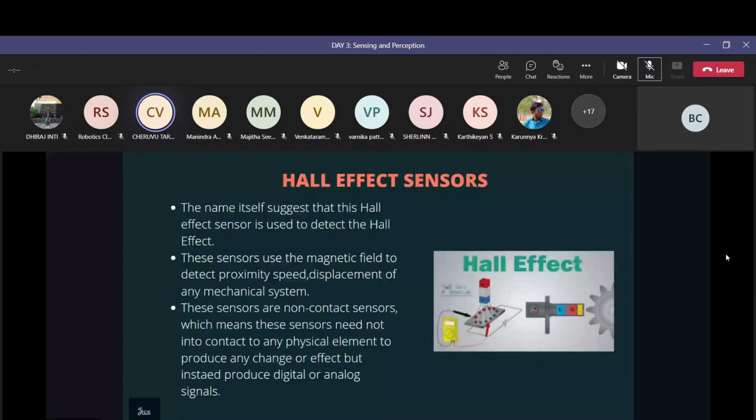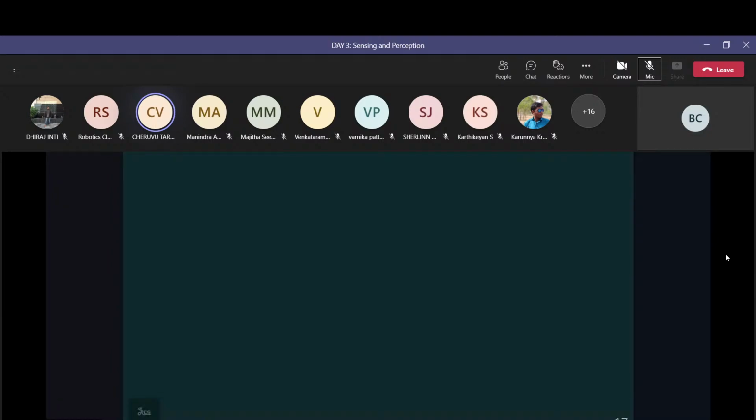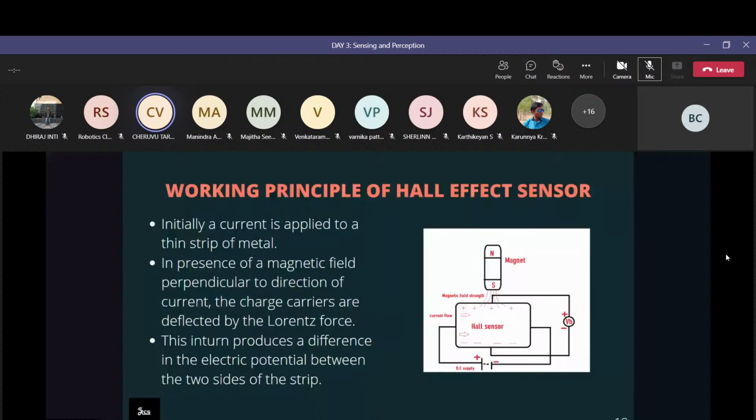So when you have a closed electrical circuit and you have a conductor in it, you're bringing a magnet perpendicular to the direction of the conductor. Then according to the Lorentz effect, the charges are deflected towards the opposite sides. So because of the generation of Lorentz force, the respective charges are divided into two different opposite ends, and therefore in turn produce a difference in electrical potential between the two sides of the strip.